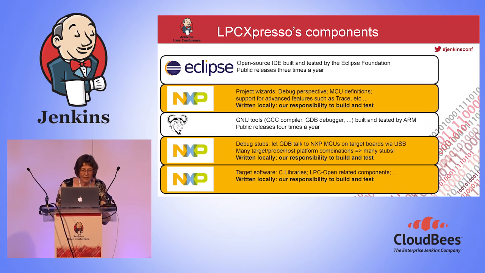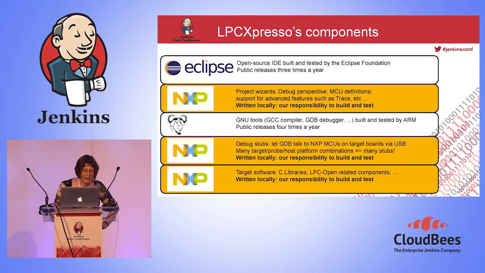So this is LPCXpresso. This is our product. We have parts of it that come to us as public releases. That's Eclipse. We get that directly from the Eclipse Foundation. Nothing for us to do. They've tested it and built it. We have GNU tools, which we actually take a version that's built by ARM, and so it's already tested and optimized for the ARM processor.